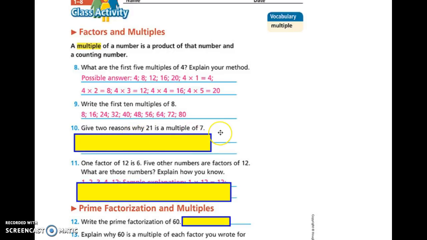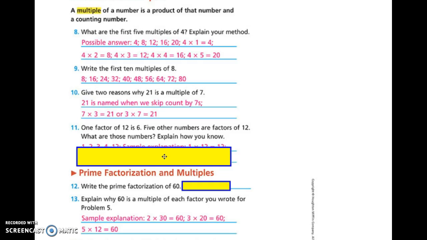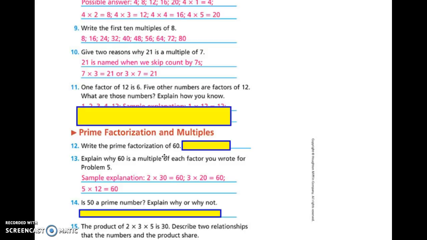Now, this one says, give 2 reasons why 21 is a multiple of 7. Okay, so how can we prove that they're multiples? Well, we could say that 21 is named when we skip count by 7s, right? We go 7, 14, 21, so it's named. Or I could say 7 times 3 is 21, or 3 times 7 is 21. So we know it's a multiple of 7. Okay, again, a multiple is that number when it's multiplied by a counting number.